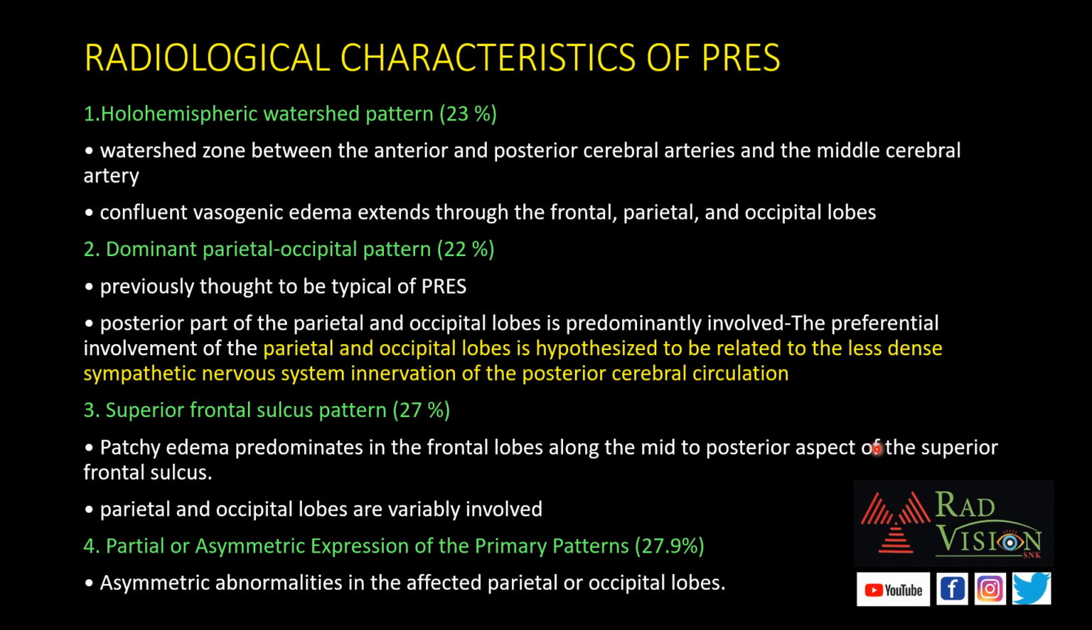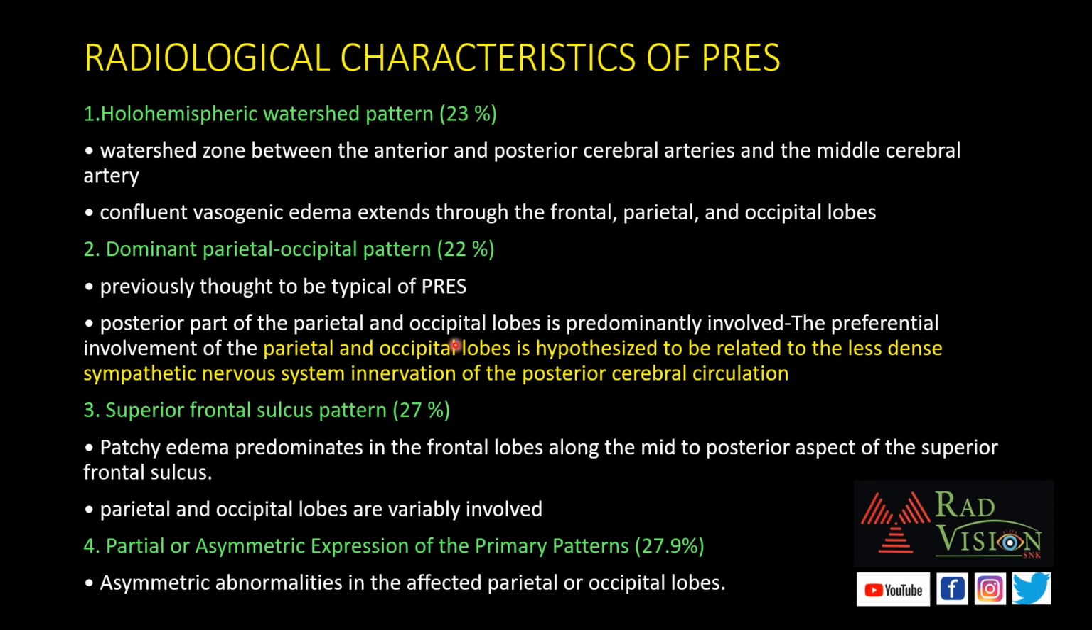So what are the different radiological characteristics of PRES? One is the holohemispheric watershed pattern, that involves the watershed zones between ACA-PCA or ACA-MCA, and vasogenic edema may be seen in frontal, parietal and occipital lobes. Another is the dominant parietal occipital lobe pattern, which is commonly seen, in which the posterior parts of the parietal occipital lobes are involved.